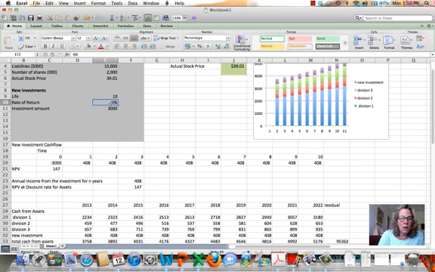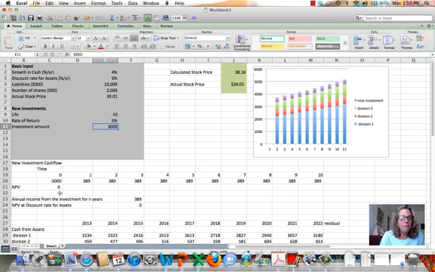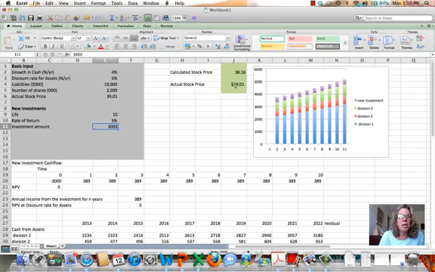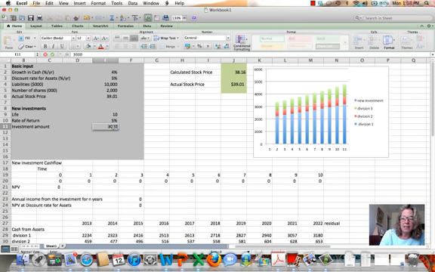So I'm going to put it at 5% because I want to show you something. I have this $3 million and it's generating an income here. You can see I have a new investment layer that generates extra cash. But the actual stock price didn't change. The calculated stock price is $38.16, and if I put a 0 in there, it's still $38.16. That's because the net present value is 0.